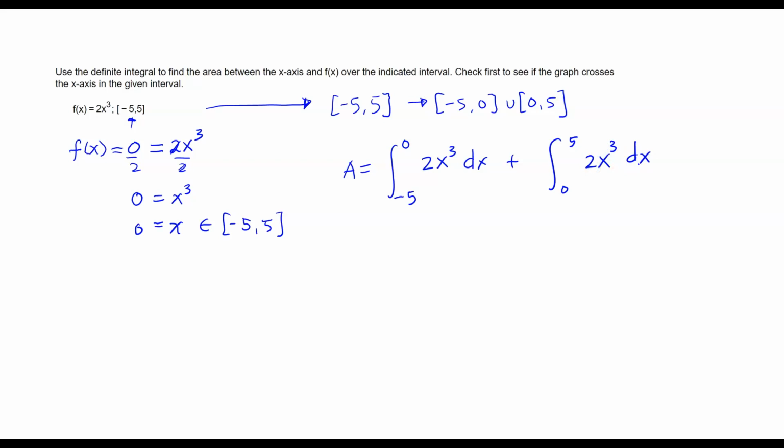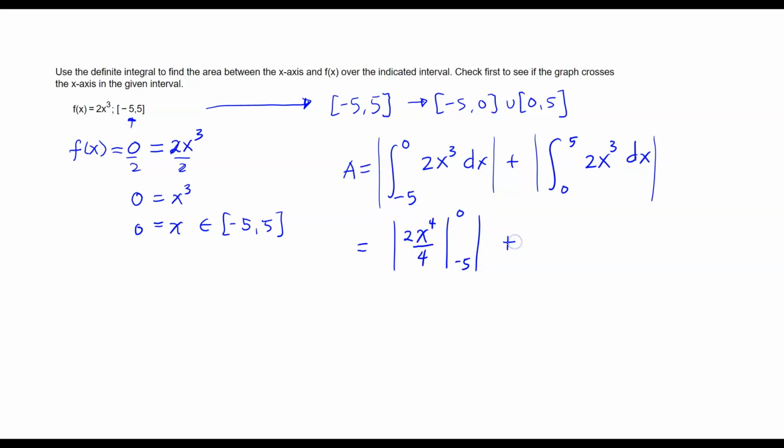Now, one of these will give the negative area. You don't know which one. Or if you know, good for you. If you don't know, just take the absolute value of each and you'll be fine. Just take the absolute value of each, you get the same answer. All right, so you get the area here, you integrate it. The integral of 2x cubed is 2x to the 4th over 4. Then evaluate that from negative 5 to 0.